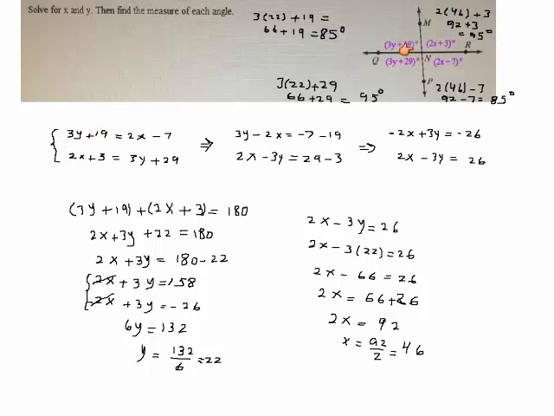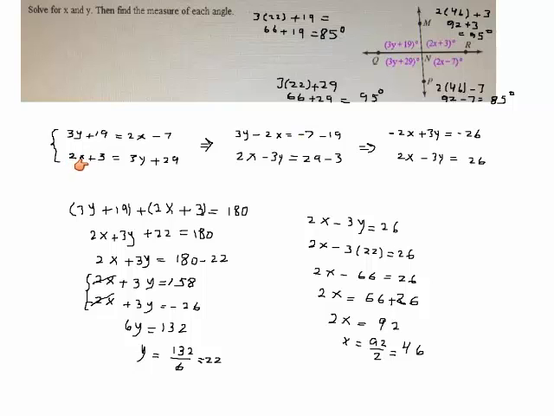3y plus 19 is equal to 2x minus 7, which are these two angles. If I set these two equal to each other, or if I set 2x plus 3 equal to 3y plus 29, and simplify and write this in terms of x and y, we get the same set of equations. This one here, if I subtract 2x from both sides of the equation, I will get 3y minus 2x. If I subtract 19 from both sides of the equation, I get minus 7 minus 19. So I would get 3y minus 2x, or minus 2x plus 3y, is equal to minus 26.